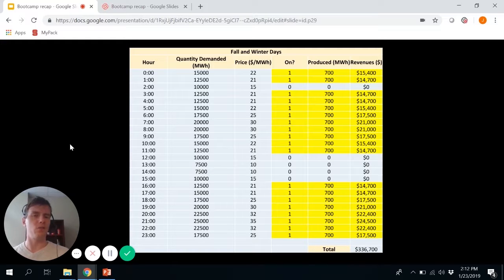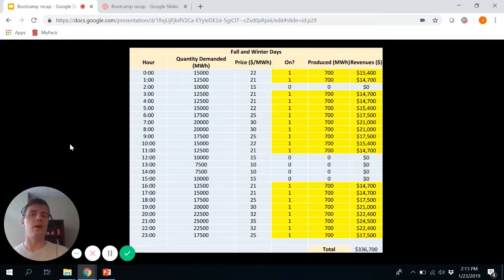And so all we have to do there is put a little equation in that column where for every row in the produced megawatt hours, we're going to have that value equal to 700 megawatts times whatever the value is in the on column. So if the value of on is 1, indicating that the plant's on because the price is greater than $20, it will produce 700. And any time that the plant is off because the price is less than $20, we're going to get a value of 0 in terms of megawatt hours produced.